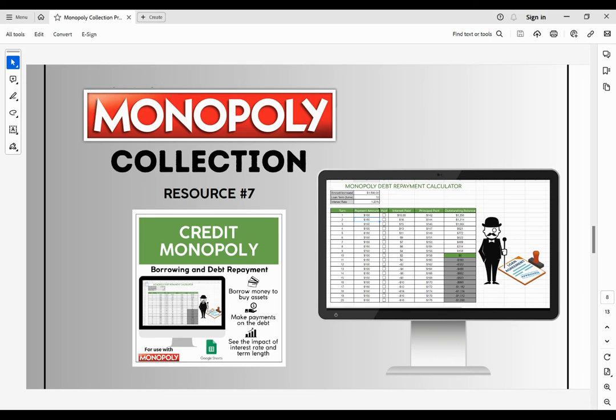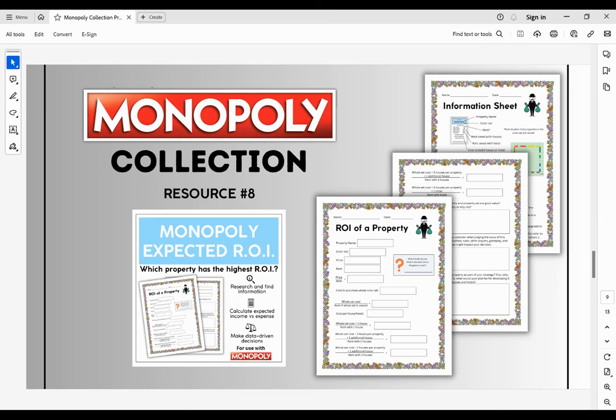All right, credit Monopoly, we are borrowing our starting amount of money instead of just having it, or part of it. And the student is then going to have an interest rate. They're going to have to make payments on this debt throughout the game until the debt is paid off. And students get to practice managing that debt. So you can play this multiple times, and each time ask students to come up with a different strategy.